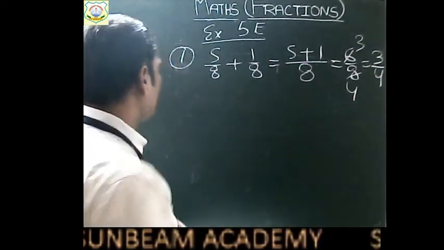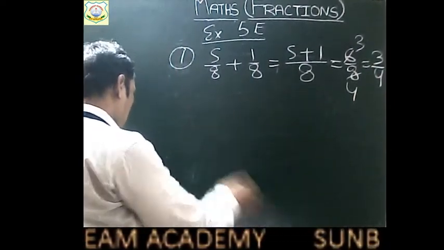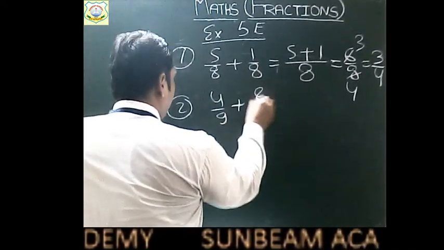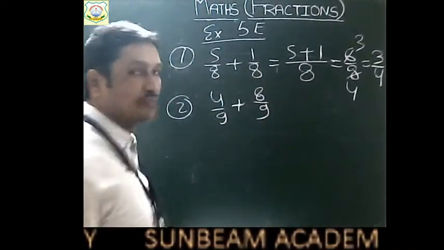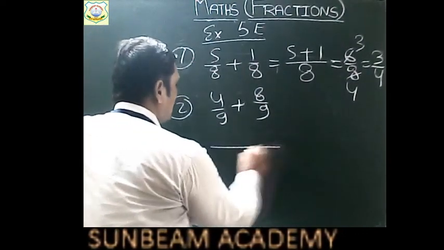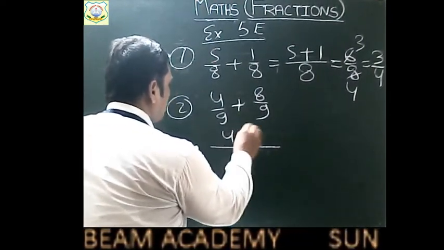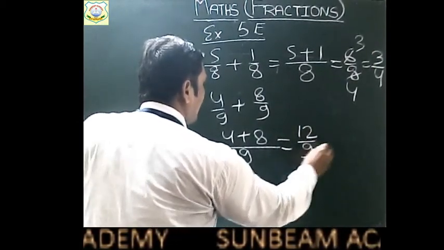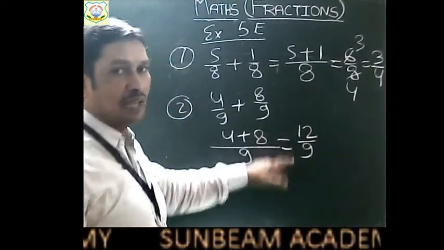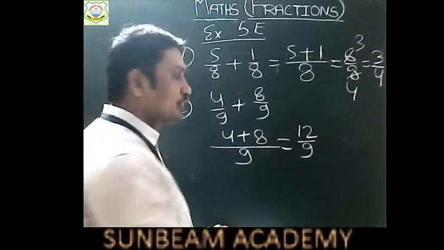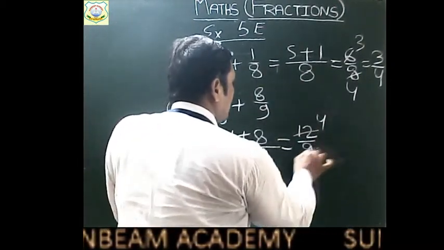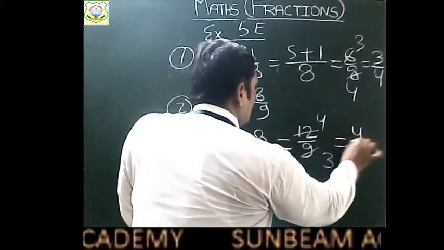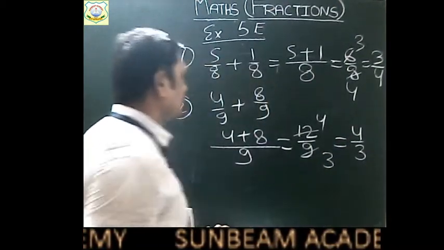Right? In the same way, children, you can solve question number 2, that is 4 by 9 plus 8 by 9. Both are like fractions, so their denominators will be the same and numerators will be added directly. So 4 plus 8 equal to 12 out of 9. And 12 and 9 both are divisible by 3. So divide by 3, 3 fours are 12 and 3 threes are 9. What do we get, children? We get 4 by 3.